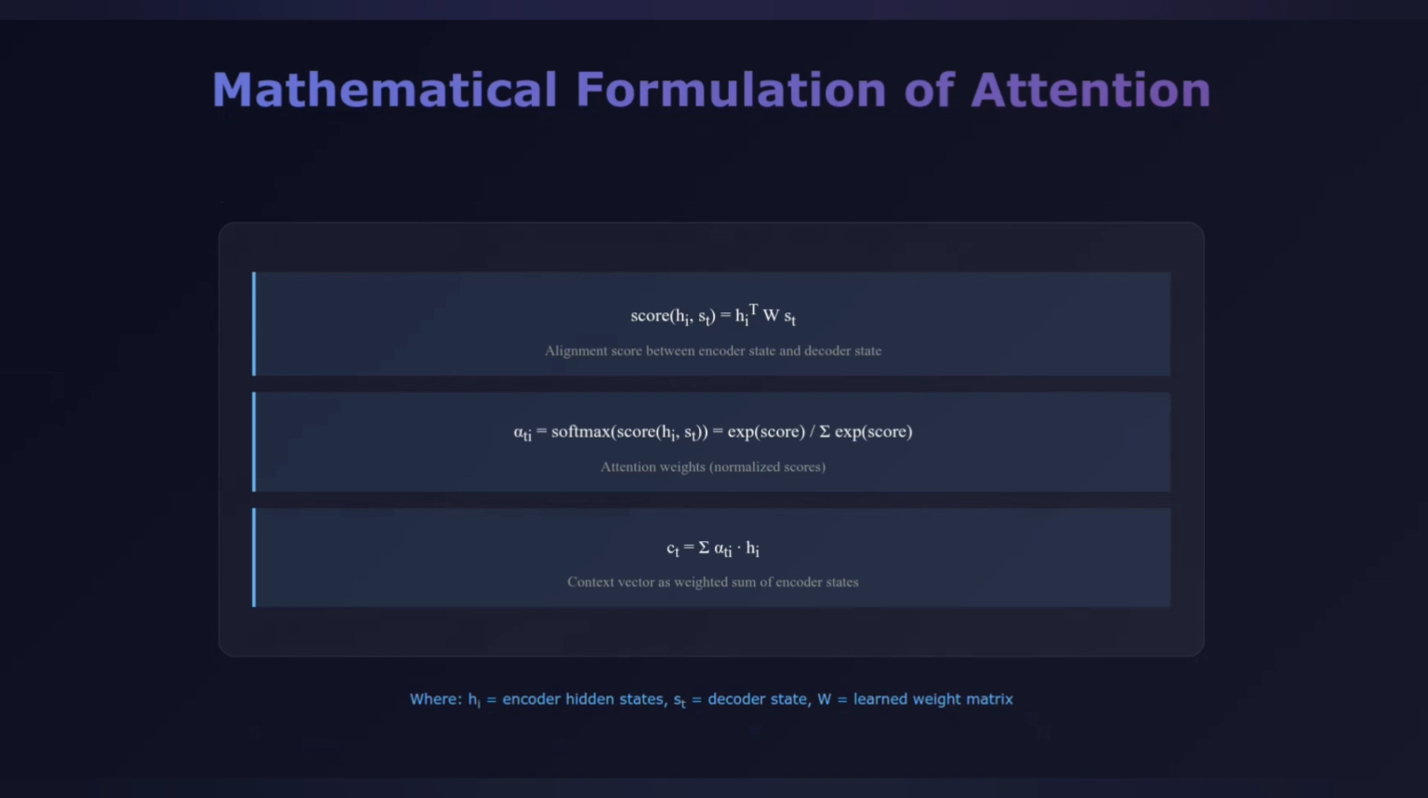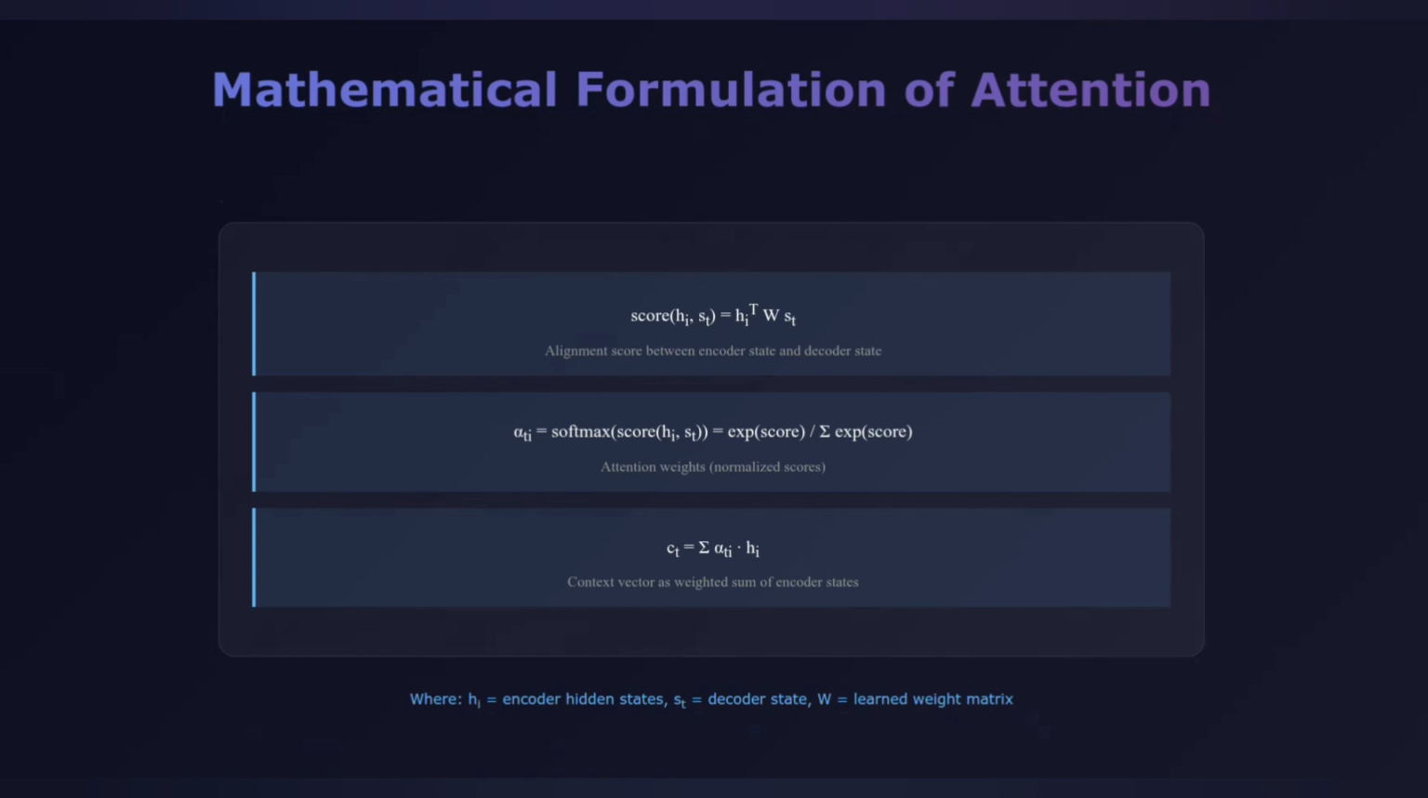The most common one is score equals h_i transpose times W times s_t. Here, h_i is an encoder hidden state, s_t is the current decoder state, and W is a weight matrix we learned during training. This score tells us the alignment between input position i and output position t.